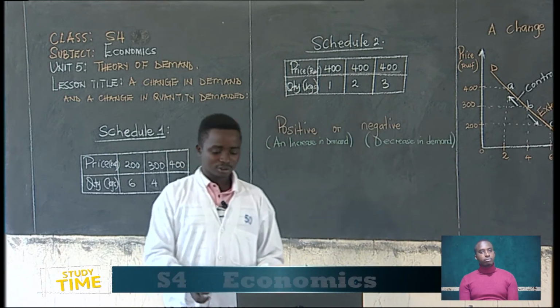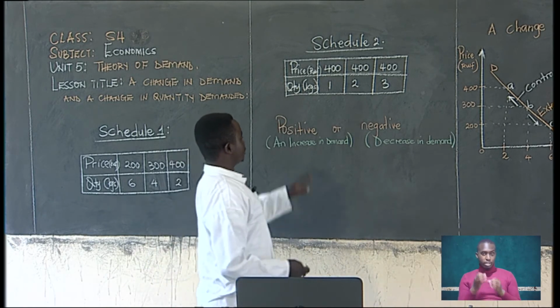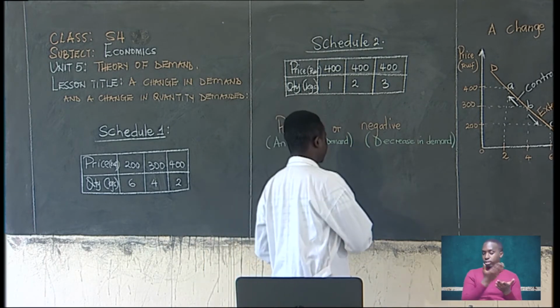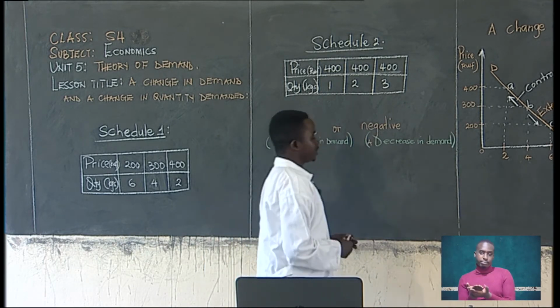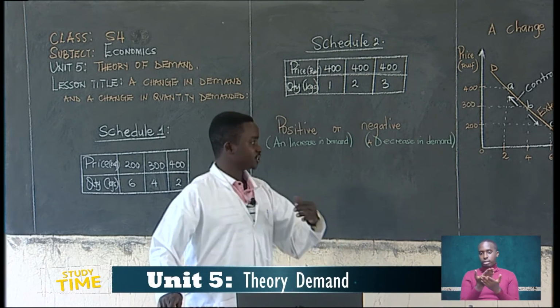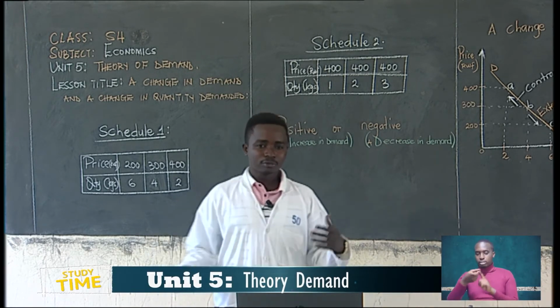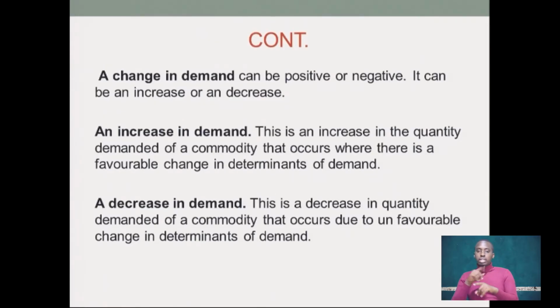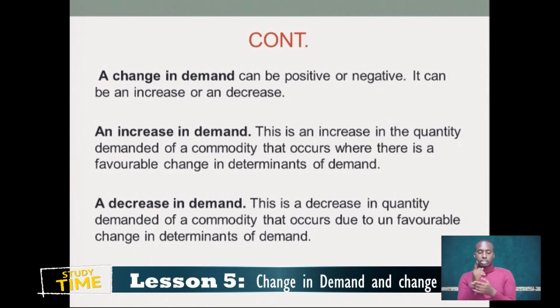Now, I want to illustrate this. A change in demand can be positive or negative. That's why we have an increase in demand and we have a decrease in demand. So, what is an increase in demand? What is a decrease in demand? Can you distinguish the two? An increase in demand is an increase in the quantity demanded of a commodity that occurs where there is a favorable change in determinants of demand. So here you have to look at the factors that may lead to a shift in demand.